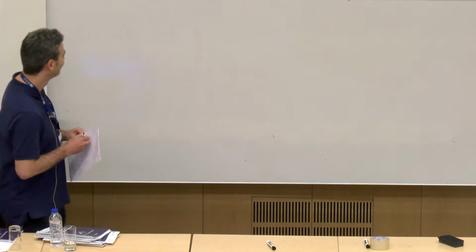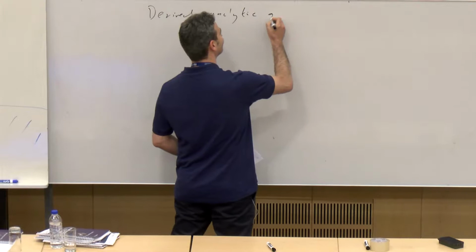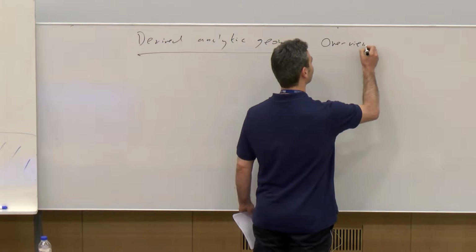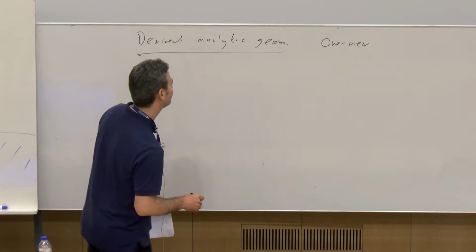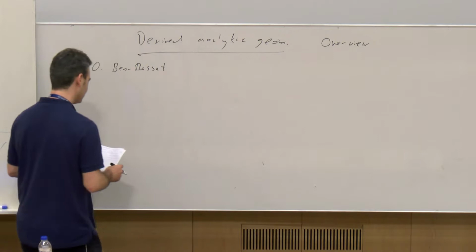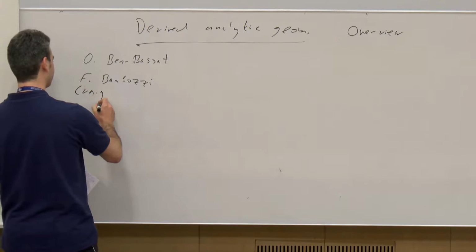I'll talk about derived analytic geometry, local and global, and I'll try to give some sort of an overview of a very large project. The main collaborator is Oren Ben-Bassat, but also Federico Bambozzi and my student Craig Smith are involved.